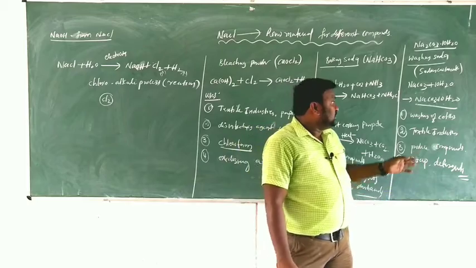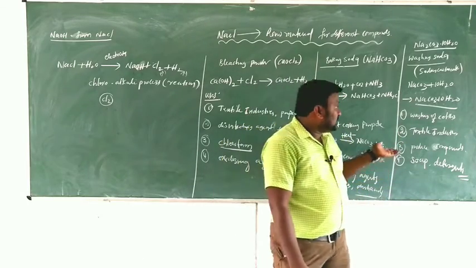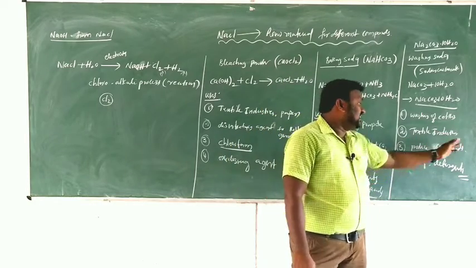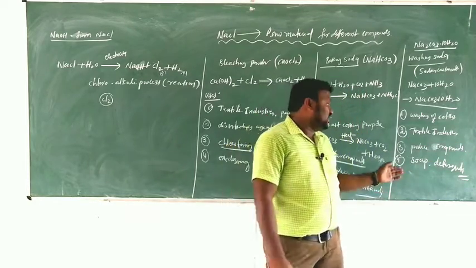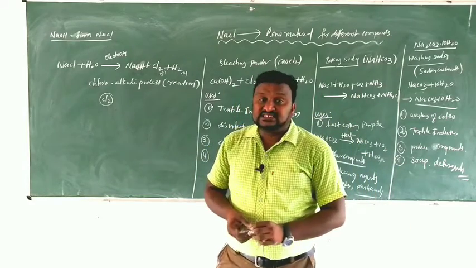Uses: the first thing is washing of clothes. The next is the textile industry. It is used to produce other compounds. And the next thing is that it is used in soaps and detergents also.